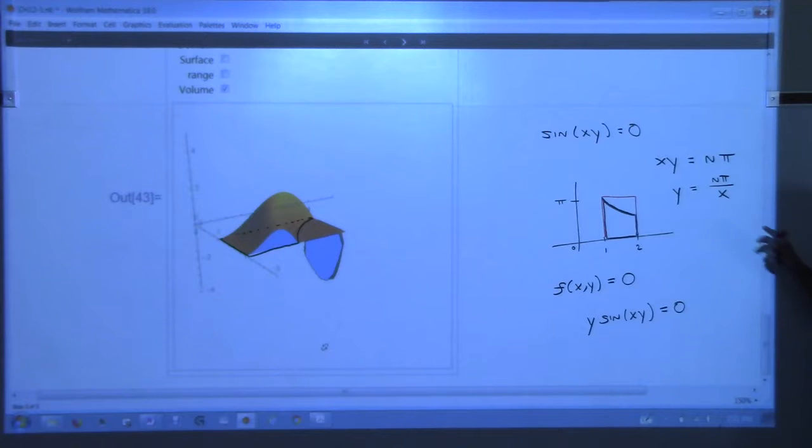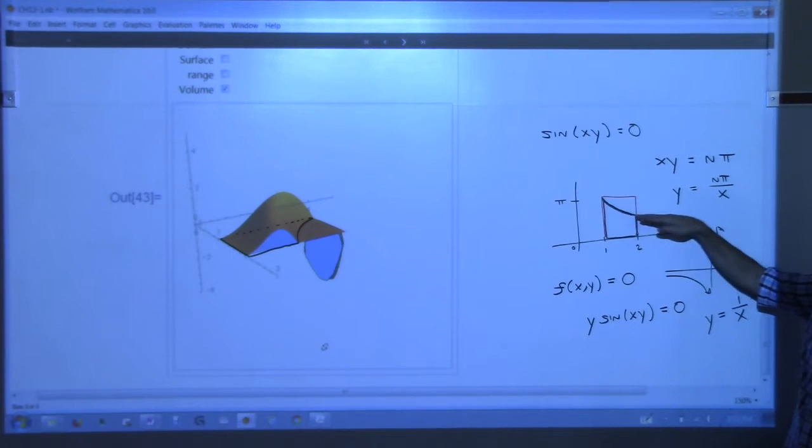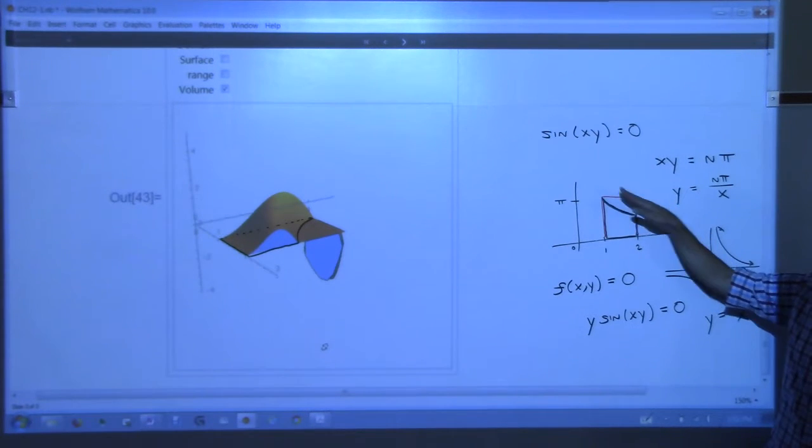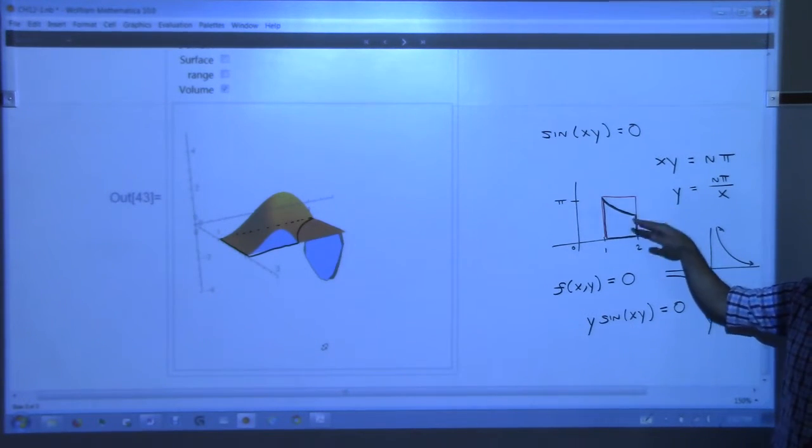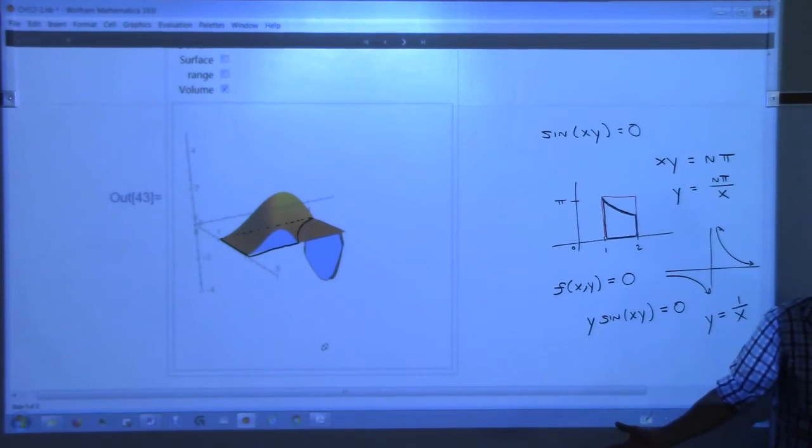And basically this is like a reciprocal function. If n is 1, let's say, then this is pi over x, isn't it? And if you graph y equals, well, let's not do pi over x. What's 1 over x look like? So pi over x is just that stretched out. So this right here is probably y equals pi over x. You see where I'm going with this?